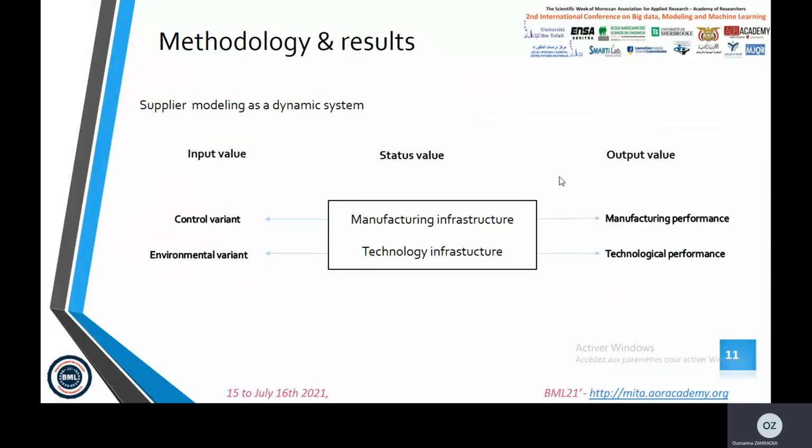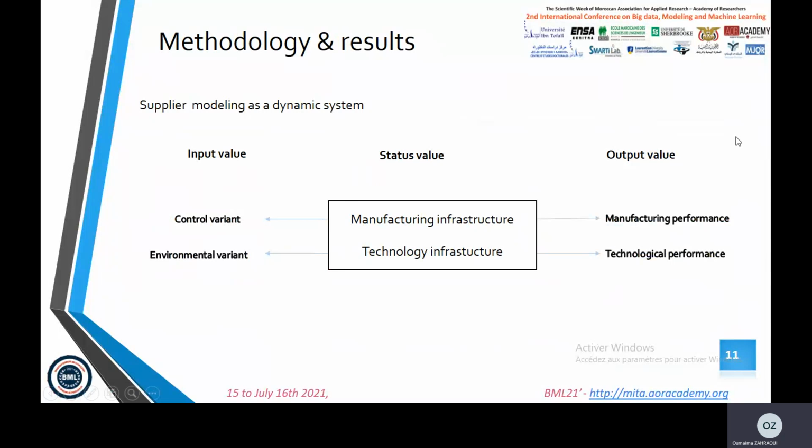Supplier modeling as a dynamic system. For the input values, we have control variables and environmental variables. They include control variables used by the supplier to achieve a specific performance, and environmental variables such as market developments and actions of competitors, which are not completely under the control of the suppliers.